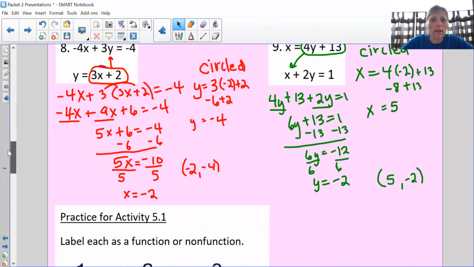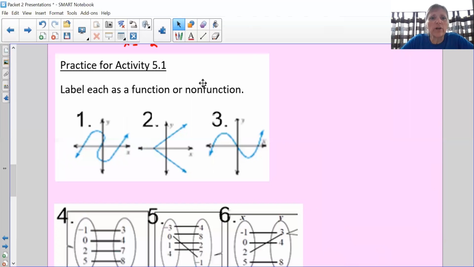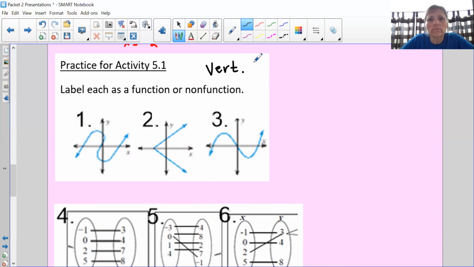Okay, let's look at this. Label each as a function or a non-function. Okay, we're going to use the vertical line test. Okay, that's what we're going to use. And if you look right here, a vertical line touches 1, 2, 3 places. So I'm going to call this a non-function because it does not pass the vertical line test.